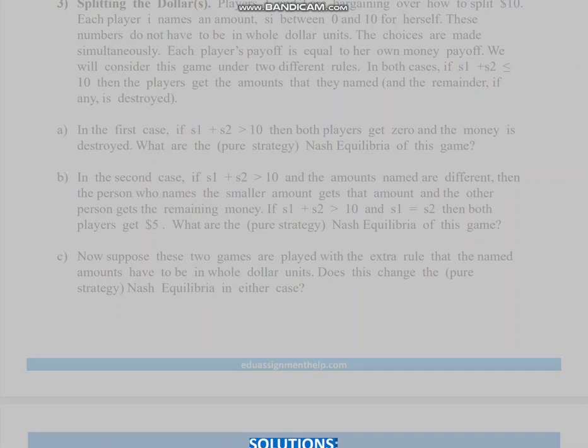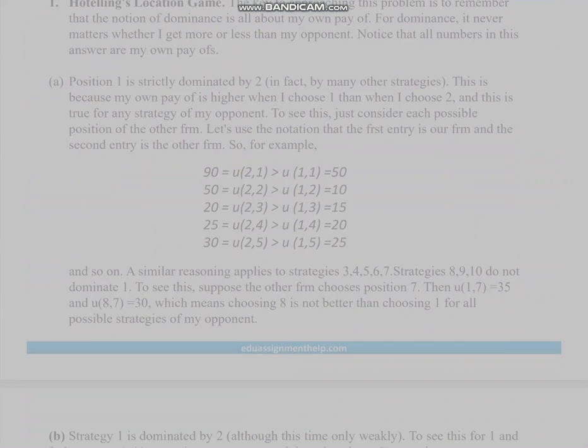Solutions. 1. Hotelling's location game. The key to approaching this problem is to remember that the notion of dominance is all about my own payoffs. For dominance, it never matters whether I get more or less than my opponent. Notice that all numbers in this answer are my own payoffs.